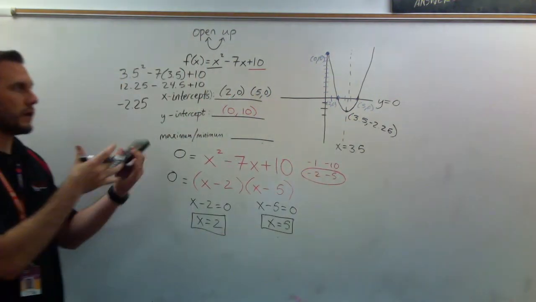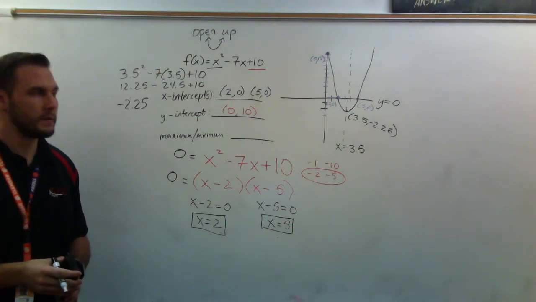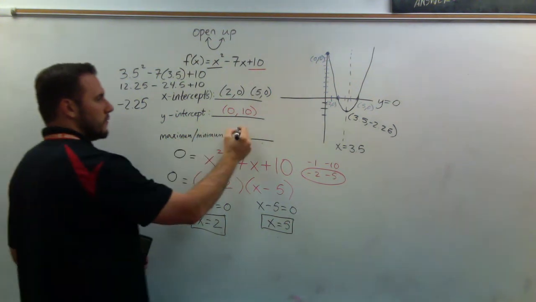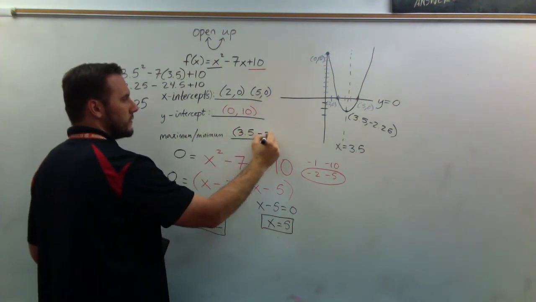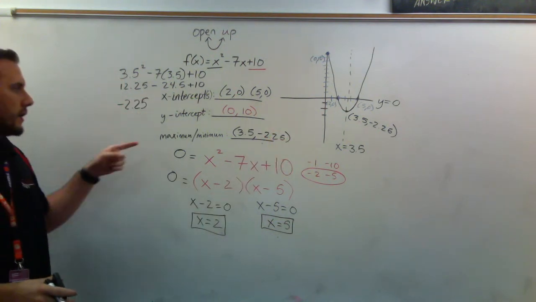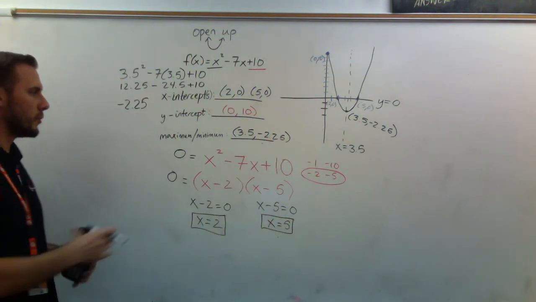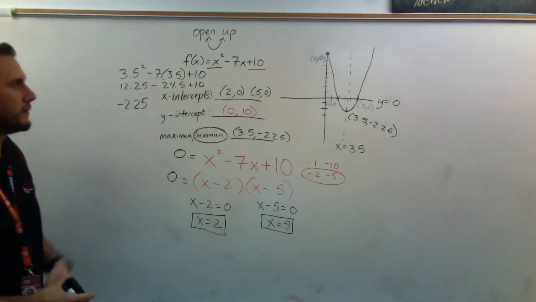And now I've used all the key features of the graph, and we have a pretty accurate sketch. So that's how you work these out. Again, don't forget to label your point here. x is 3.5, y is negative 2.25. You've got your x-intercepts, your y-intercept, your maximum or minimum point. In this case, it was a minimum, seeing as how the graph opened up. And we have our graph complete.